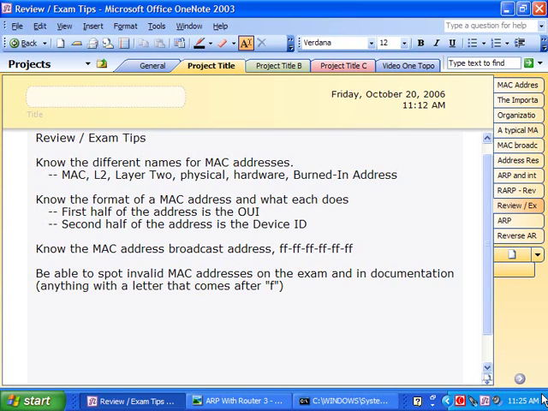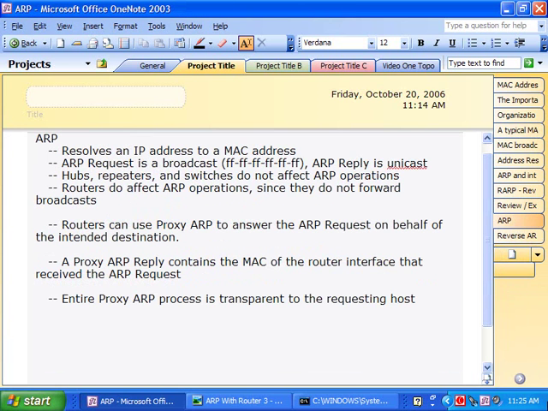And if you ever see a MAC address with a letter that comes after F, someone has mistyped something or they're trying to pull a fast one on you. And we don't want either one of those things to happen. Again, in ARP review, ARP resolves an IP address to a MAC address, and again, that is the MAC address of a remote device. It's not going to be the local device.